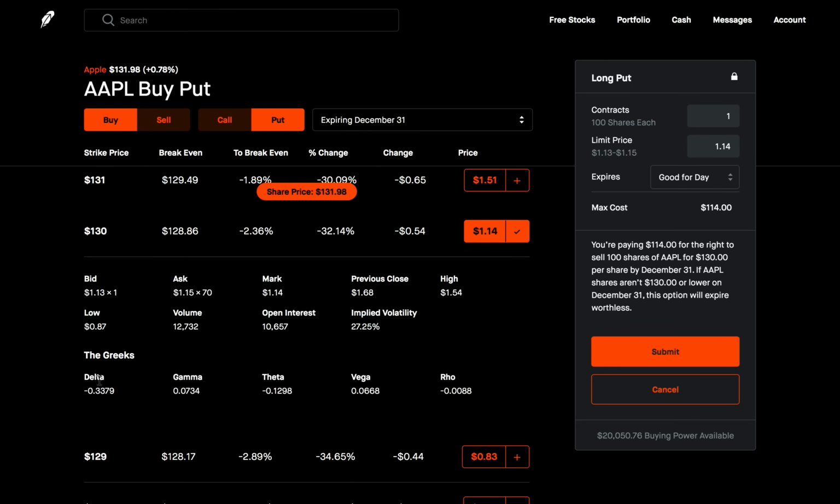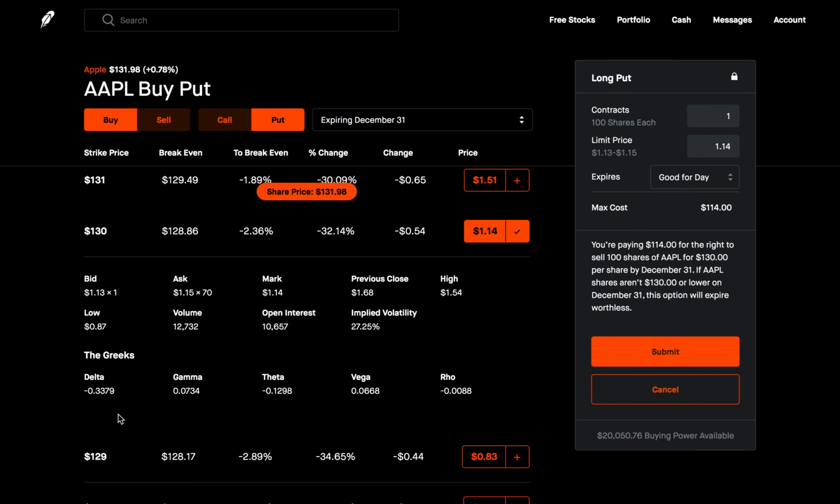So if we multiply delta by 100, it's going to be negative $33.79, right? And so what that means is that if Apple goes up by $1, the value of this contract is going to go down by $33.79. Because again, this is a bearish strategy. We don't want the price to go up. If the price of Apple starts to go up, we start to lose money, and we're going to lose negative $33.79 if this goes up by $1. After that happens, we add gamma to delta, and that's going to give us our new delta.